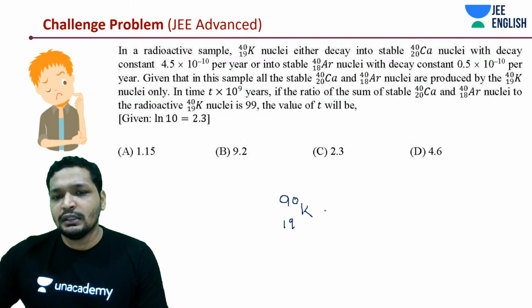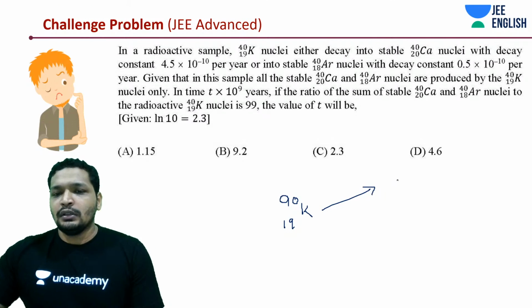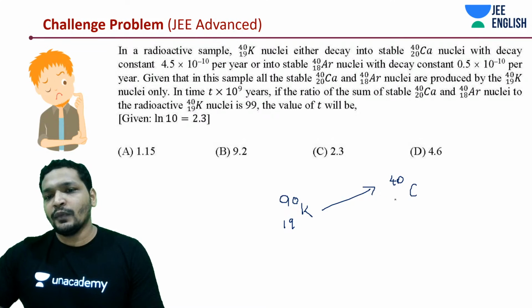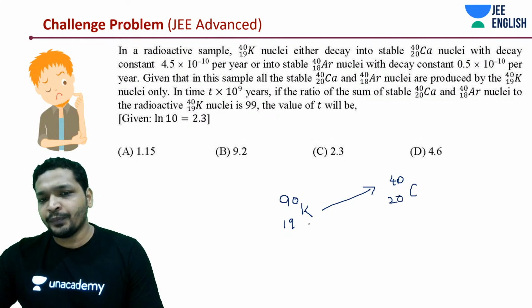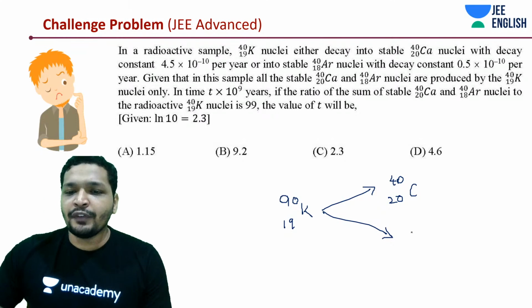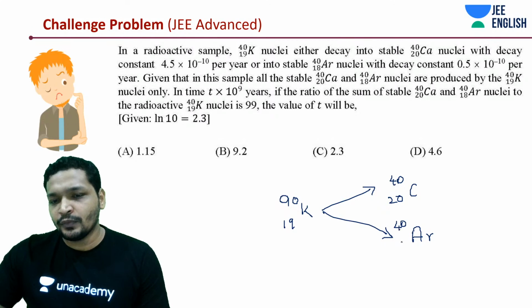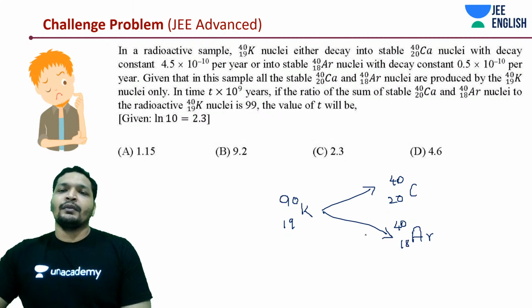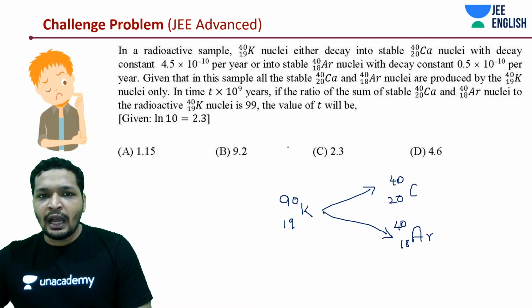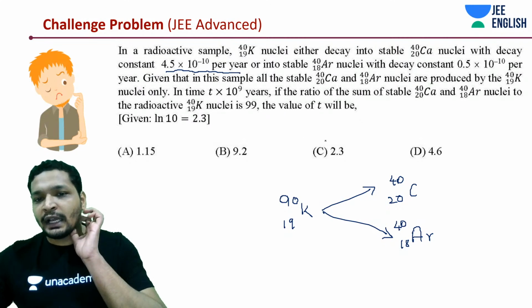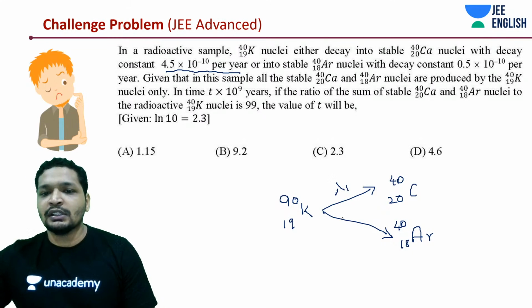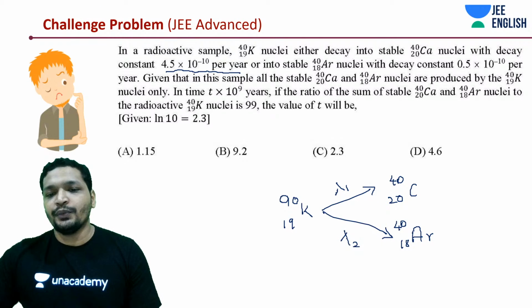One is calcium, which is the stable form of calcium, because this is an unstable form of potassium, and it decays into a stable form of argon, a noble gas, very stable. Totally possible? Yes, possible. And you have decay constant as 4.5 for the calcium one. Let's call this lambda 1 and this lambda 2.